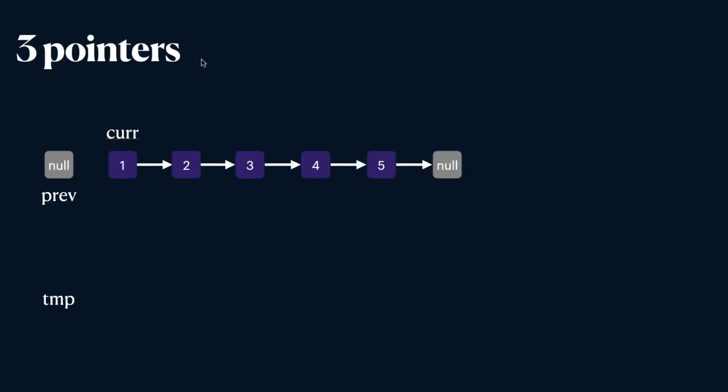Three pointers technique. It will take our linked list and reverse it in place with runtime complexity big O of n and constant big O of 1 space complexity. And that sounds insane, but in fact it's quite easy when you start to understand it.